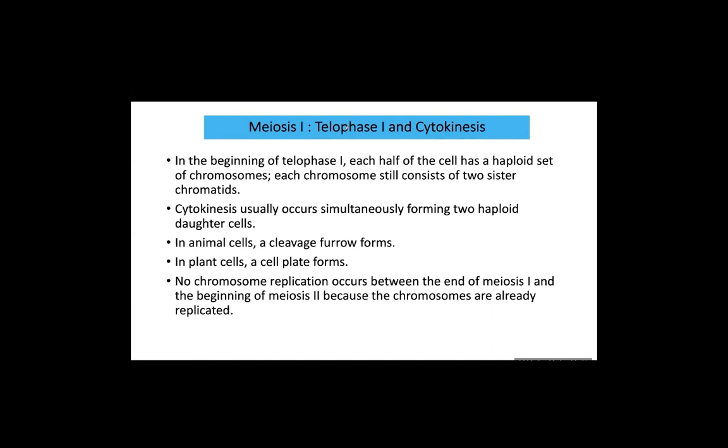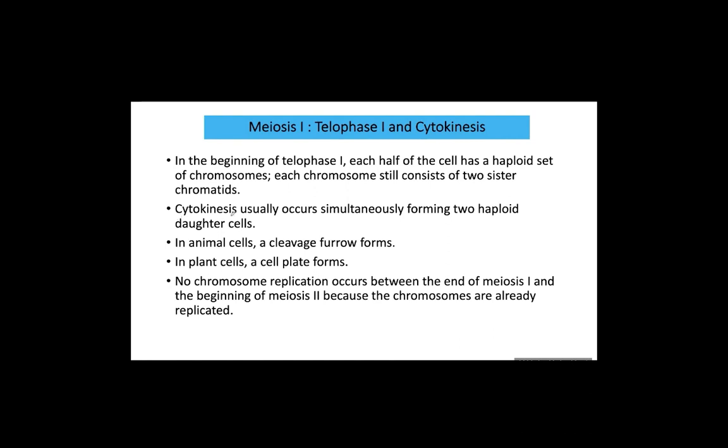All right, let's go back to meiosis. Meiosis 1 is at telophase. We complete anaphase 1, the homologous chromosomes separate. In the beginning of telophase 1, each half of the cell has a haploid set, because the chromosome number was reduced in half already in anaphase 1. Each chromosome still consists of 2 sister chromatids. From telophase, there are 2 daughter cells formed after meiosis 1, right after complete cytokinesis.